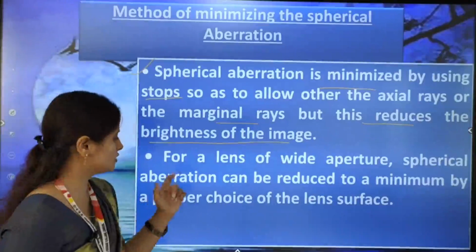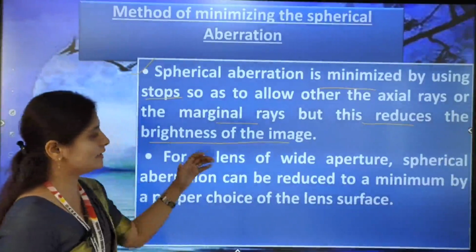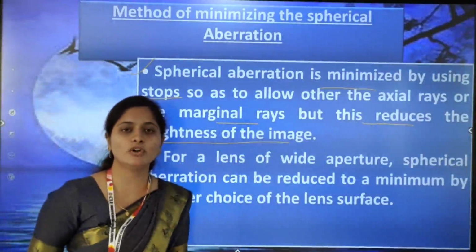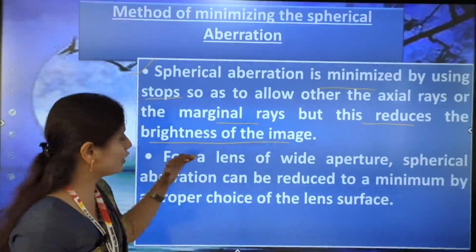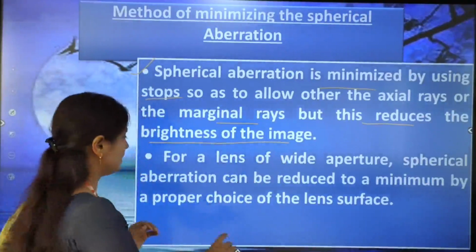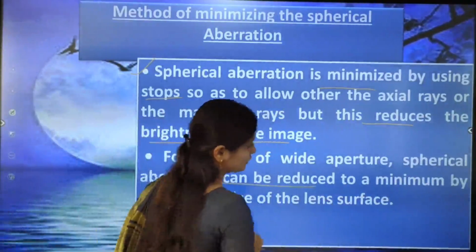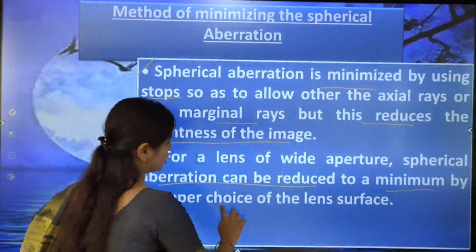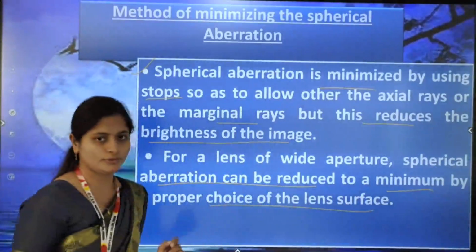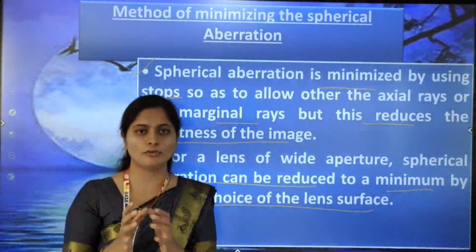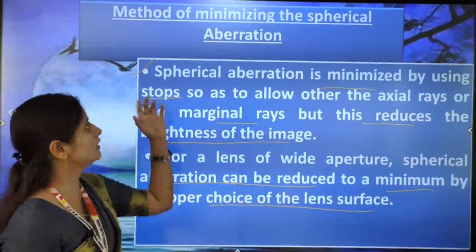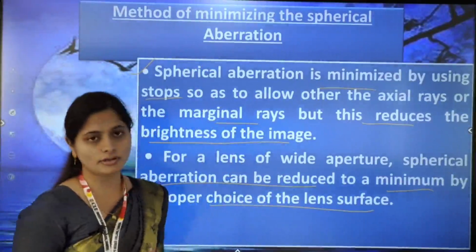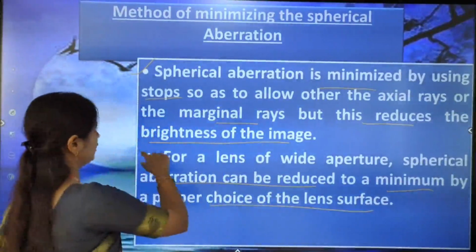Got it? See here the second point: for a lens of wide aperture. Already we know that our convex lens has a wide aperture. So for a lens of wide aperture, spherical aberration can be reduced to a minimum by a proper choice of the lens surface. So we are choosing lens surfaces of a proper shape, and by using that we can minimize the spherical aberration. Okay, these are the first and the second points.